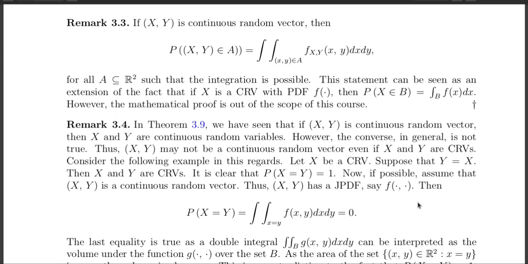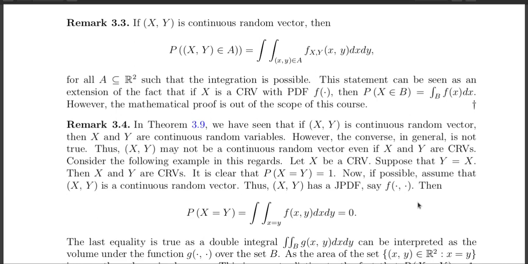So to answer this question, what we are going to do is give one example where this thing is not true. That means we are going to show that in general, x and y being individually continuous random variables does not imply that (x, y) as a vector is a continuous random vector. But for giving this example, we need to first discuss remark 3.3.